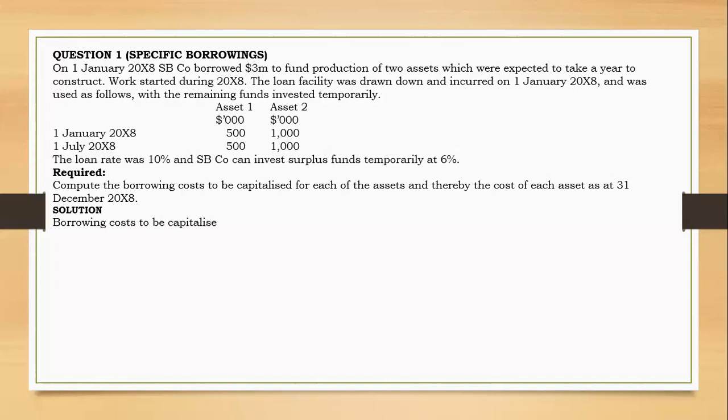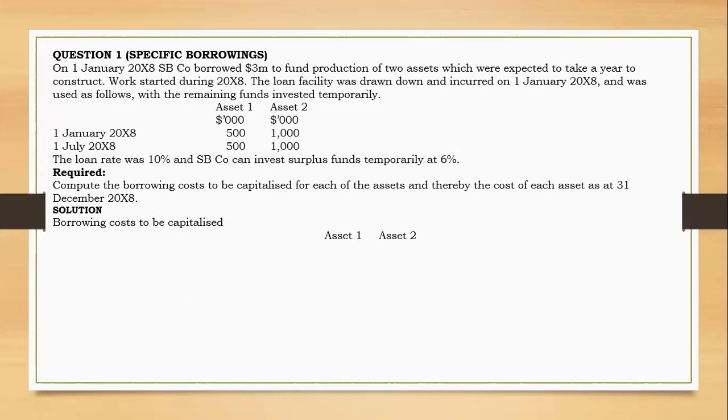So how do you obtain the borrowing cost to be capitalized? Now, one thing: I just said that this one is a specific borrowing. If borrowings are specific, do not worry at all. Just compute the actual borrowing cost. Now, you ask yourself what you do for asset 1 and for asset 2.